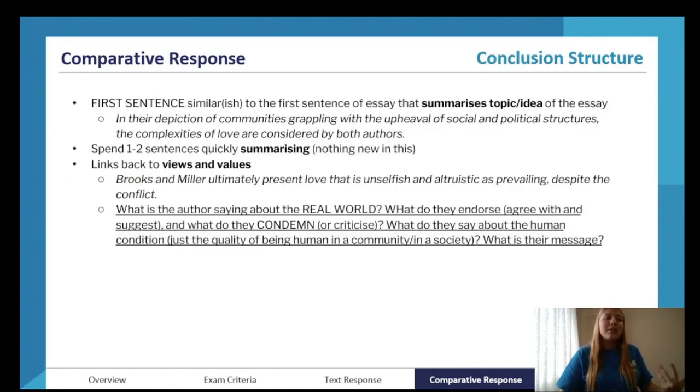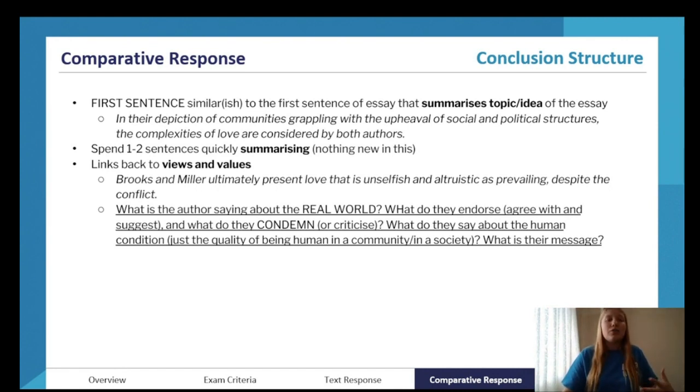Then our conclusion, we'll have again a summary of the topic idea of the essay, so sort of a contention or overarching statement that we've restated and elaborated on. For example, in their depiction of communities grappling with the upheaval of social and political structures, the complexities of love are considered by both authors. Similarly, draw on the similarity first, and then draw on the differences in your next 1 to 2 sentences, the main differences that you've identified. So that will be our quick summary.